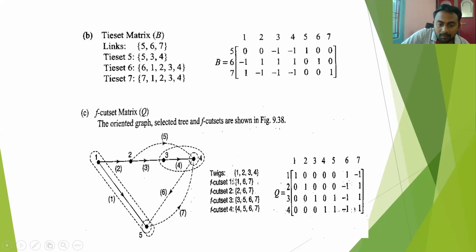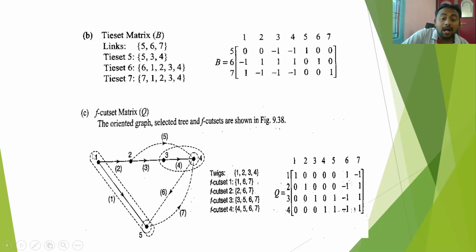For the first cut set, 1, 6 and 7, at node 5. The second cut set is 2, 6, 7. The third cut set is 3, 5, 6, 7. And the fourth cut set is 4, 5, 6, 7, at node 4.